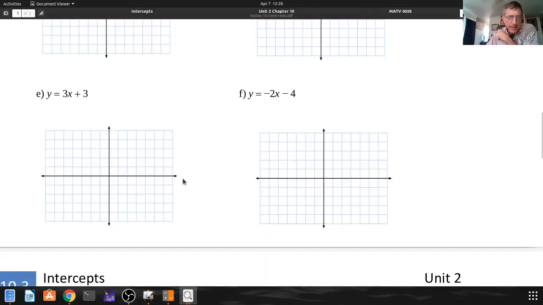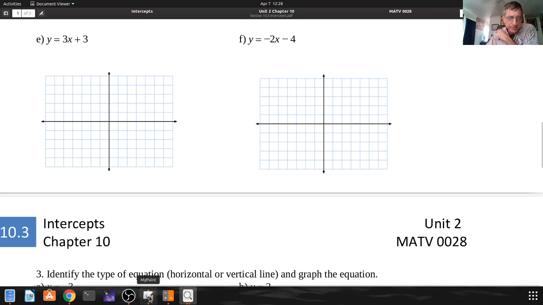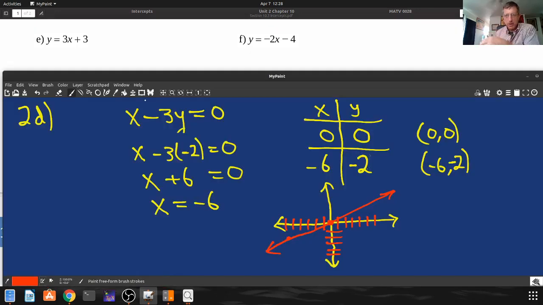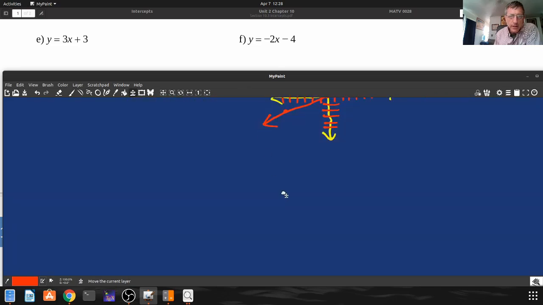Let's do E and let's do F. So I hope you're not being overwhelmed. This is really kind of fun if you think about it. Go ahead and do. This is 2E. Let's change my colors.